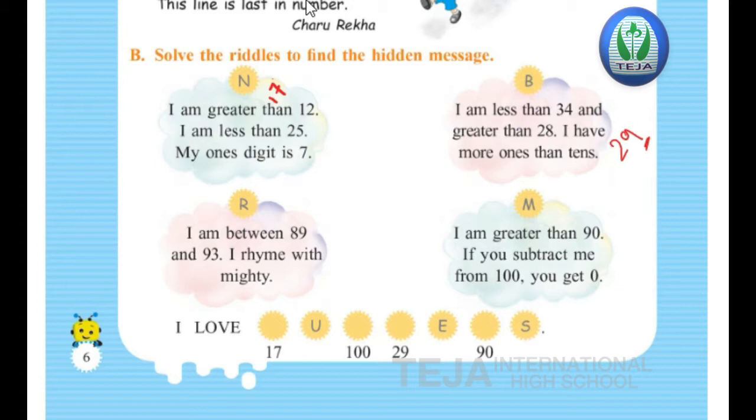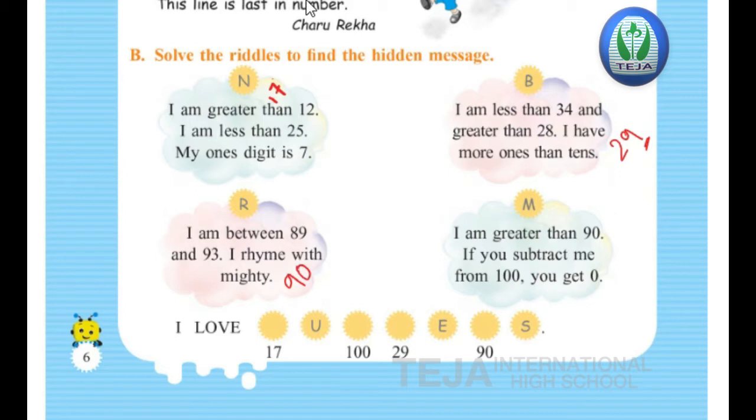Next here, I am between 89 and 93. I rhyme with mighty. So here this number is in between 89 and 93. And it is a rhyming word of mighty. Mighty. Rhyming word is 90. So here the number is 90.